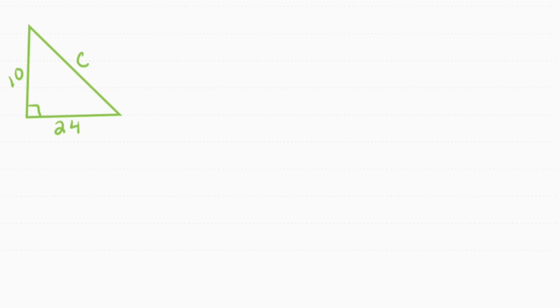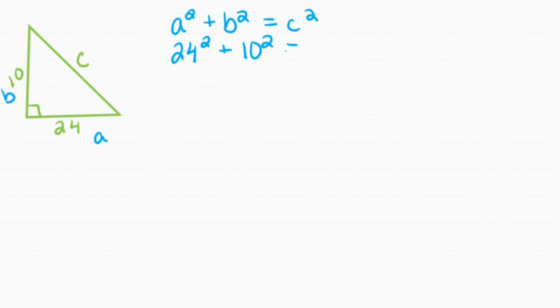We've got 10, 24, and C on a right triangle. So we'll copy our formula, a squared plus b squared equals c squared, and we'll start plugging in our values. C is across from the right angle, which means that a and b are the other two sides. And so we have 24 squared plus 10 squared equals c squared. And we'll start simplifying. 24 squared is 576 plus 100 equals c squared.